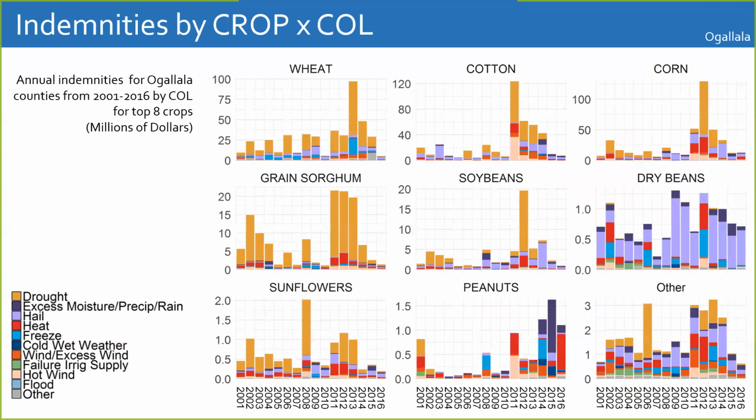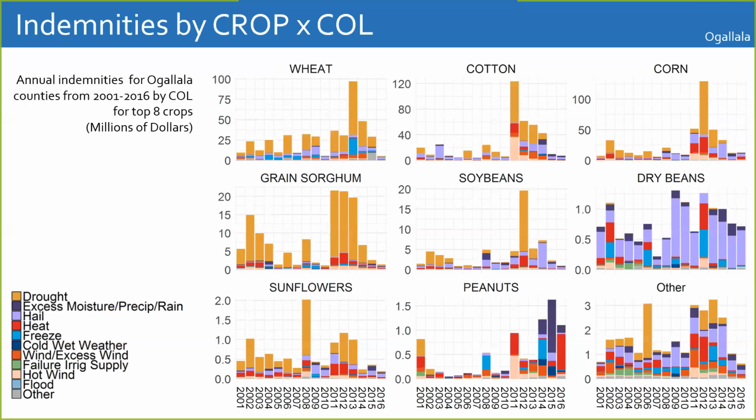And we can also look at these indemnities by crop and cause of loss. So here I'm taking the top 8 crops with the reported indemnity from 2001 to 2016 for these Ogallala counties. And those top 8 crops are wheat, cotton, corn, grain, soybeans, dry beans, sunflowers, and peanuts, and everything else is put into other. And what I'm doing here is plotting the total indemnities for each of these crops over time from 2001 to 2016, but also filling in the color based on what was the reported cause of loss.